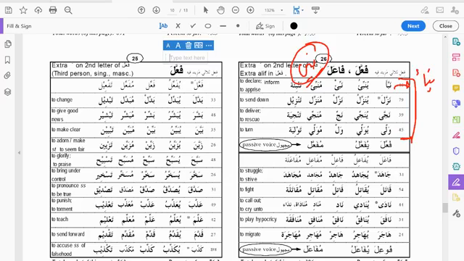Najja right here, the actual root is najiya. Najiya would mean to save, to rescue. All right, najiya, to save or to rescue, or rescued. Since it's the past tense, yunajji, rescuing. Najji, you're asking him to rescue. Munajji is the person that's rescuing. Tanjiya is basically the rescue.